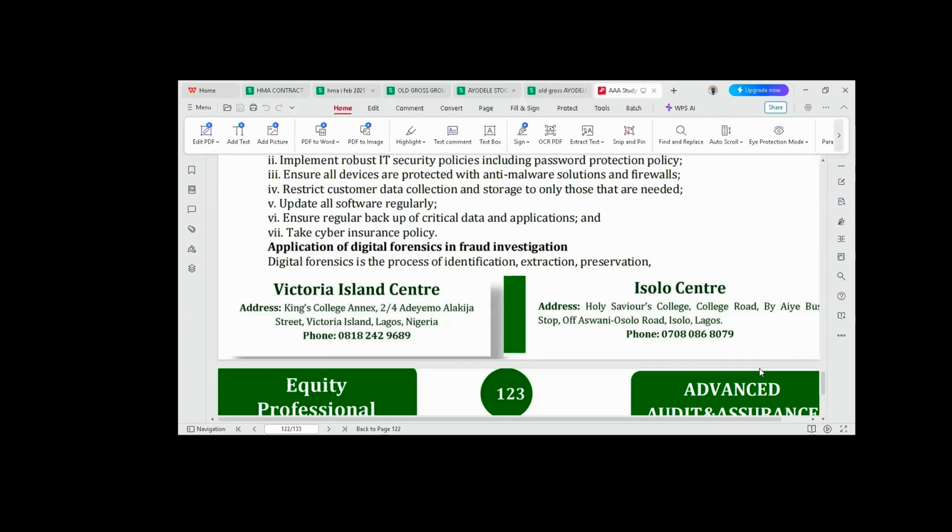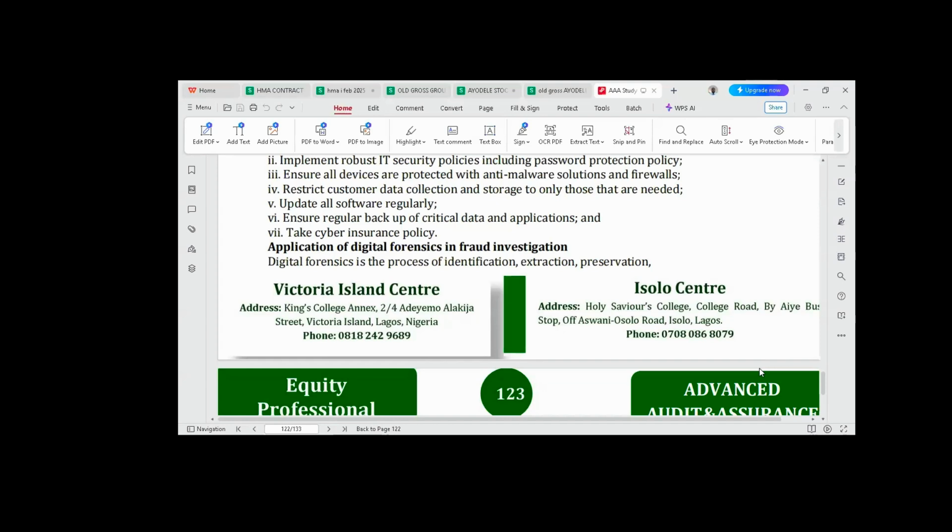Okay. So in that class, we'll be looking at forensic accounting. So what is forensic accounting? Or what do you mean by forensic? Now, forensic is any information obtained that can be presented in a court of law. That is forensic. Any information obtained that can be presented in the court of law is known as what?